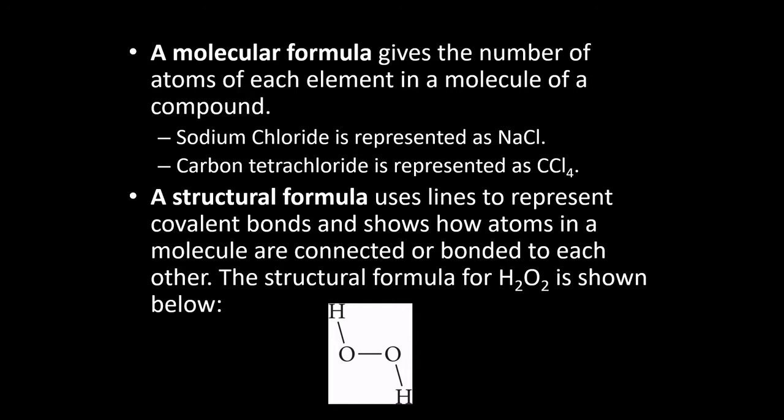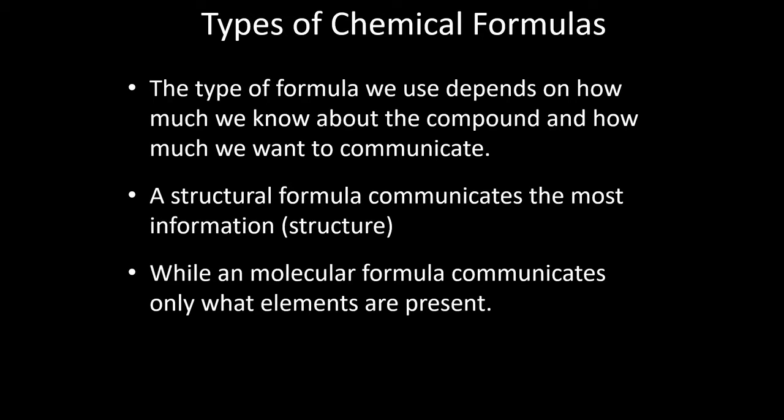So NaCl, CCl4, it's just the elements and then the number. That's all you get in these types of formulas. They don't actually tell you how things are connected together, they just tell you what is in the molecule. Structural formulas, on the other hand, not only tell you what is present, but they also tell you how the things are connected together. They tell you what atom is bonded to this other atom, and then what's bonded to past that point. It shows you how everything is connected together.